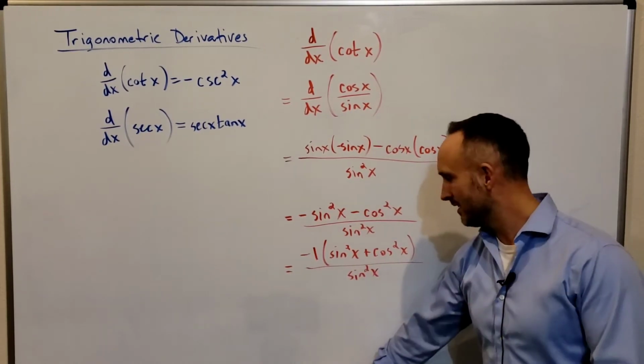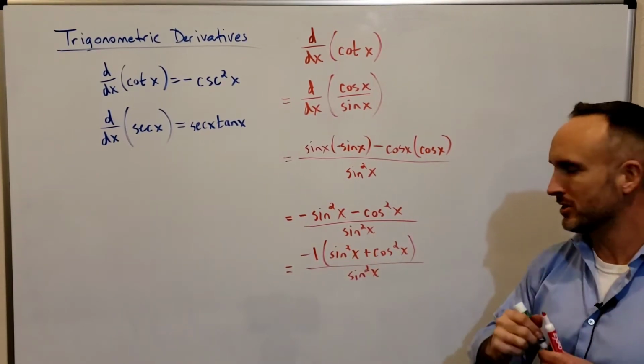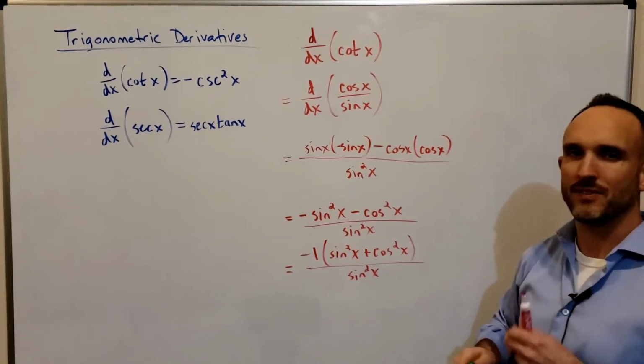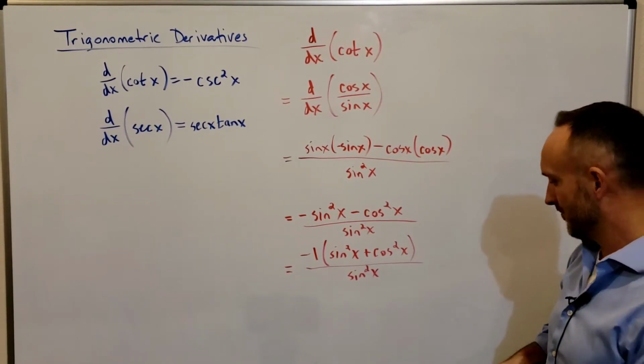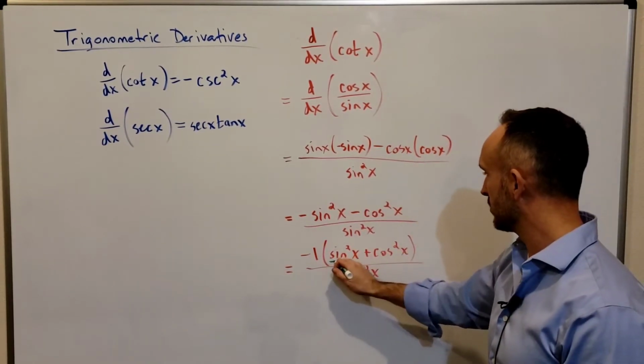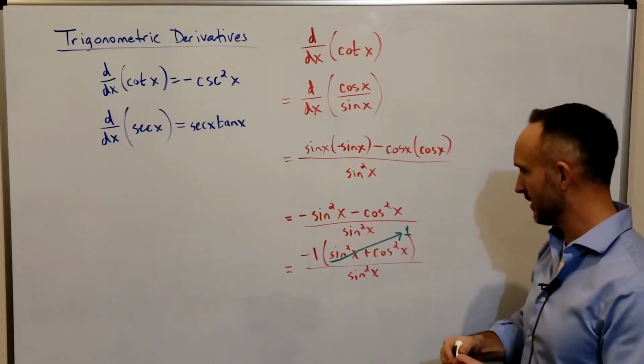Now hopefully this binomial in the parentheses looks familiar to you. Sine squared x plus cosine squared x is my favorite trig identity. It's called one of the Pythagorean identities, and sine squared x plus cosine squared x is the same thing as just 1, which is fantastic.